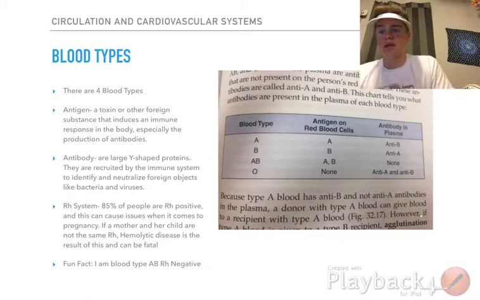And this can cause issues when it comes to pregnancy. If a mother and her child are not the same RH, hemolytic disease is the result of this and it can be fatal. So this is when the mom's going to need to get a shot so that the baby can survive during birth.